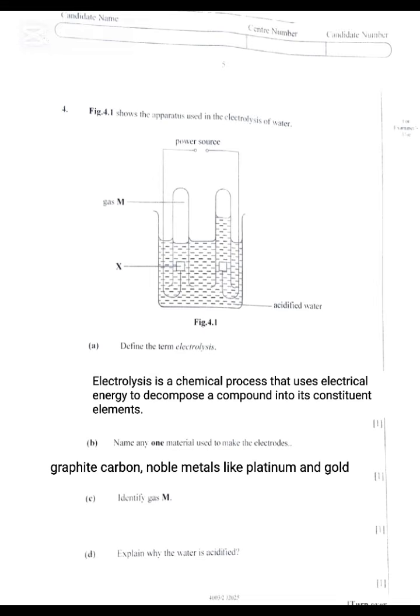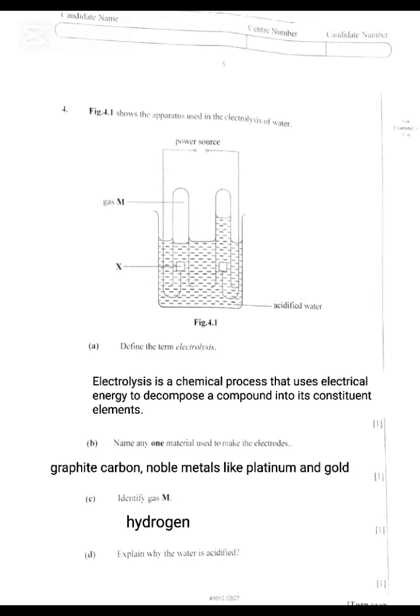And then part C, we are required to identify gas M. So this was a battery question. Why? Because on our power source, they didn't mention which is the positive terminal and which is the negative terminal, so that we can know the cathode and anode. But we can find the gas M by naming it hydrogen.